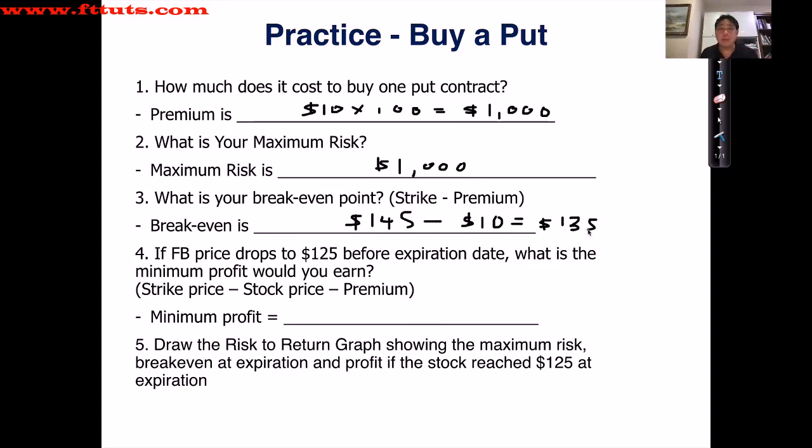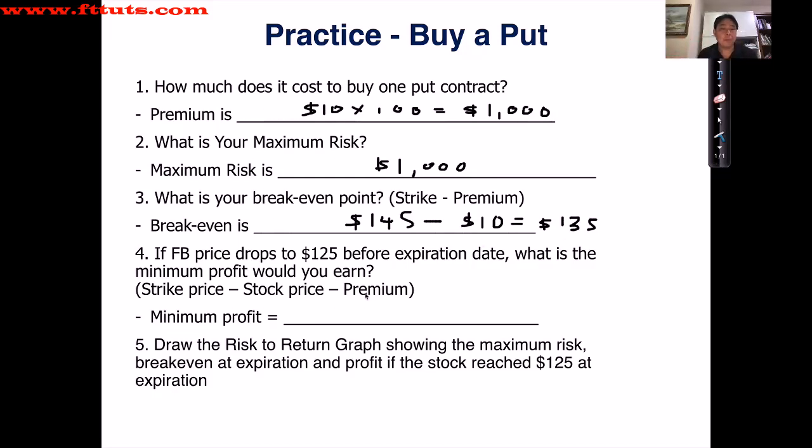So at expiration, recall there's no more extrinsic value. So the only value will be intrinsic value. So if the option expires in the money, it's worth something. If it expires at or out of the money, it is worth nothing. So the break-even price will be 135. The price has to drop to 135 or below for you to make money, or 135 for you to break even.